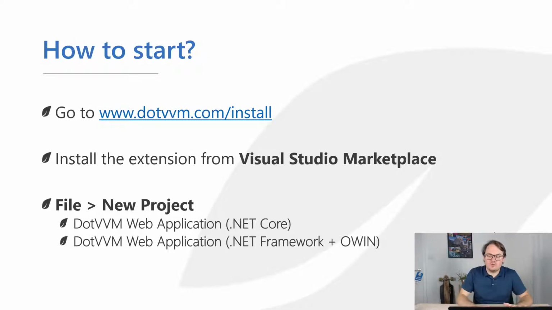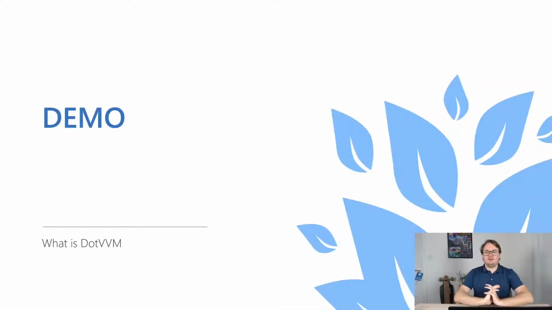If you want to start with DotVVM, you can go to dotvvm.com/install, and you will find a very easy way to install the extension. Basically, you can open the extensions menu in Visual Studio and search for DotVVM, and that's it. Then you just click install, and when you install the extension, you can do just file new project, and you will have project templates for creating a new application for .NET Core and also for .NET Framework, because if you want to try DotVVM on .NET Framework, you can start a new project on .NET Framework. For production, I wouldn't recommend this too much, but you can. Nobody is preventing you from doing so. Okay, so let's look at the demo.